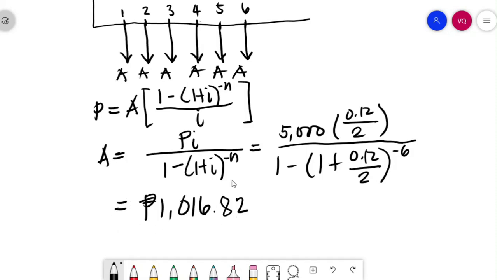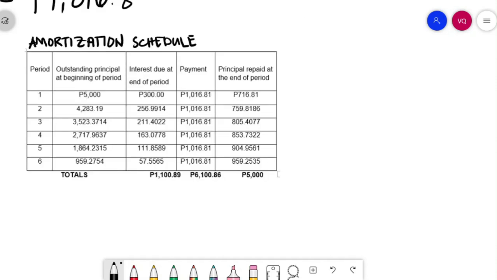Now, we will plot the amortization schedule for this annuity, for this debt. This is the amortization table or schedule of example number 1. So, an amortization schedule is a table that shows each periodic loan payment that is owed, typically monthly, and how much of the payment is designated for the interest versus the principal.